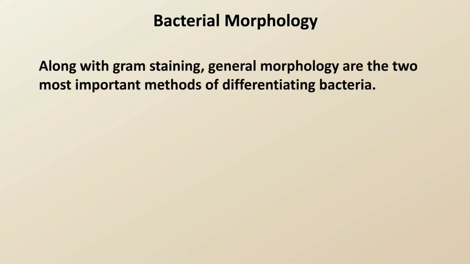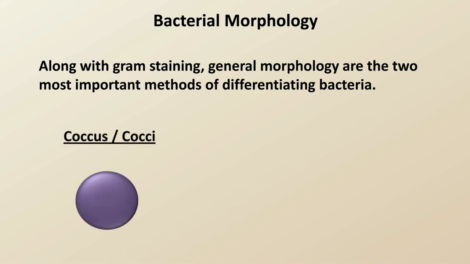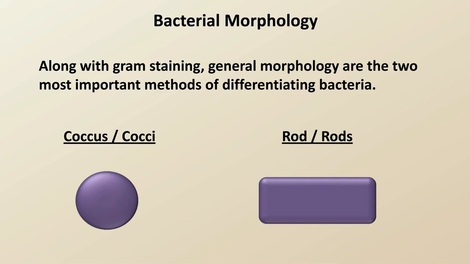Along with gram staining, general morphology is one of the two most important methods of differentiating bacteria. On the most basic level, there are two bacterial shapes. The first is the coccus, or cocci in the plural form. A coccus is spherical. The other shape is colloquially referred to as a rod, which is generally elongated with straight sides. Occasionally, this shape will be referred to as a bacillus. Unfortunately, bacillus is also a specific genus of bacteria, and using the term to describe the shape can potentially be confusing, so most people generally prefer the term rod.